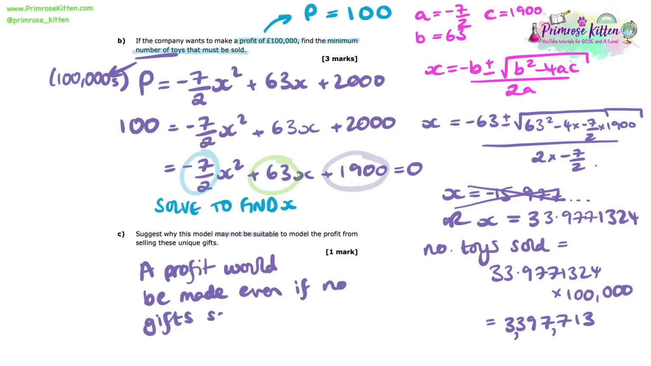In this case, I would state that one of the issues with this model is that if you look at it, the p equals minus 7 over 2 x squared plus 63x plus 2000, even if x was equal to 0, it would suggest that they would still make a profit. Now, that surely can't be the case, can it? So that would be a reason why this model is not suitable, because even if no gifts were sold, a profit would still be made. So that's a good thing to look out for in any similar questions that you encounter in your exam.